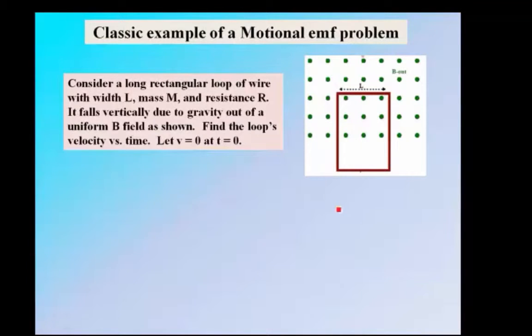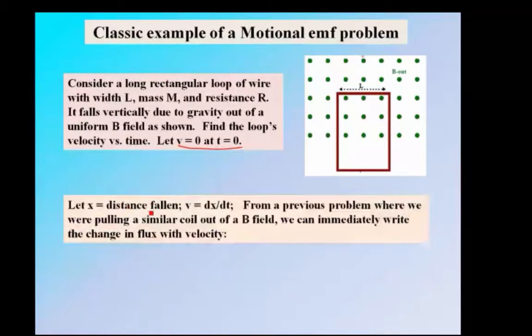Here's a simple example of a motional EMF problem. Let's suppose we have this rectangular loop. The width of this is L. And the loop itself has mass, so the mass is m, and the resistance of the loop is R. We're going to release it while it's in the magnetic field. Gravity will pull it down. And so what we'd like to do is get the velocity of this loop versus time. And we'll start at rest, so we'll let v equals 0 at t equals 0.